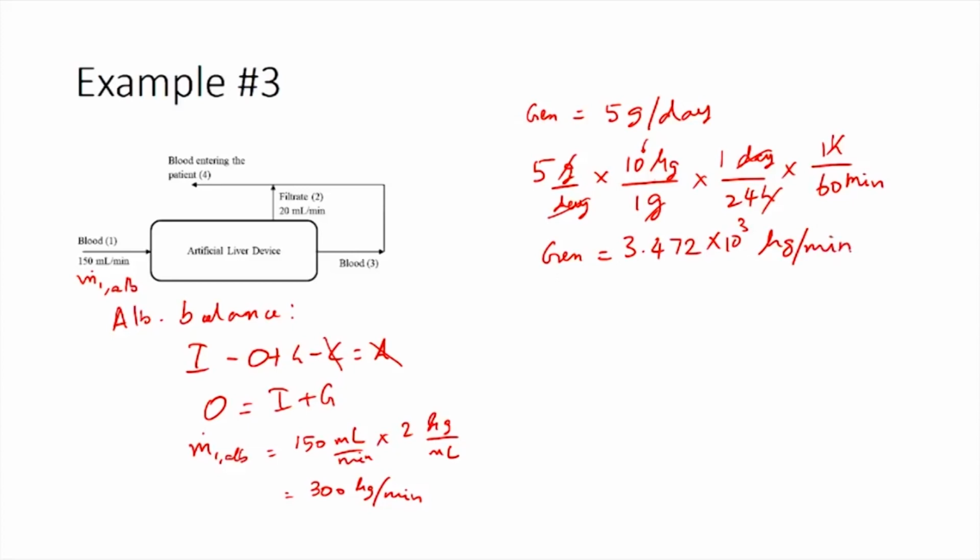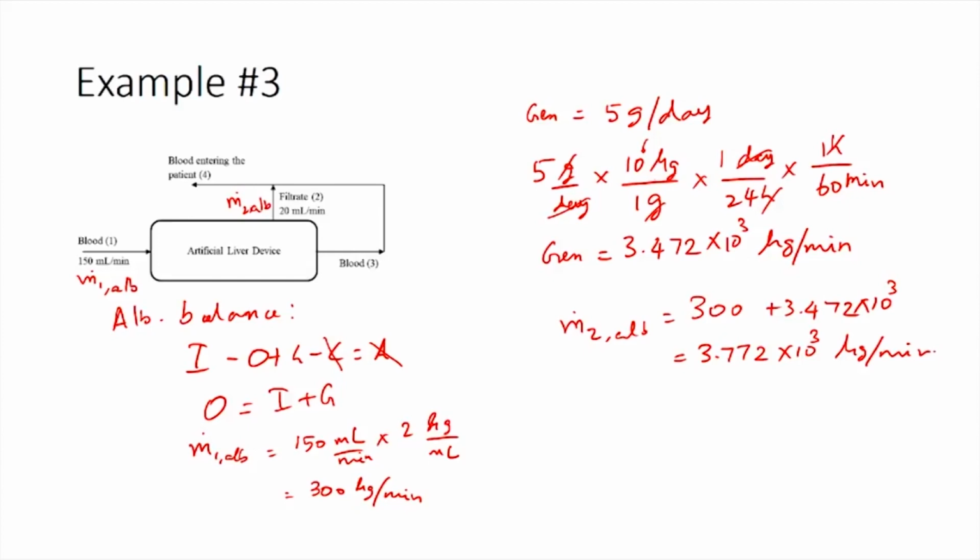So, now we have the generation and the input term. So, we can calculate the output term in the filtrate, which we would call M2 dot albumin. M2 dot albumin would be equal to input plus generation, which is 300 plus 3.472 times 10 power 3, giving you a value of 3.772 times 10 power 3 micrograms per minute.